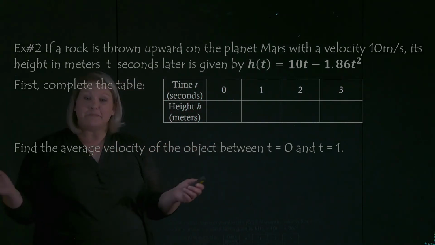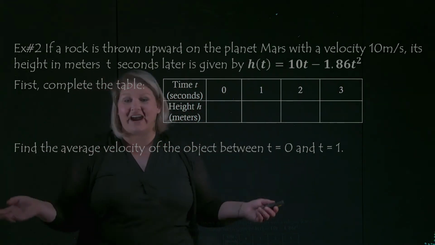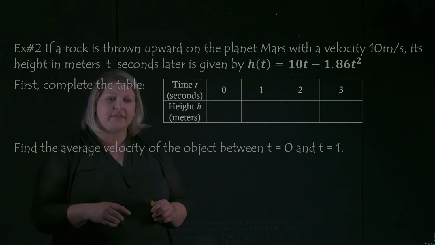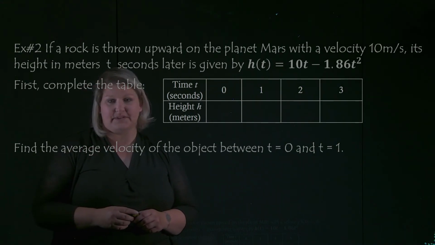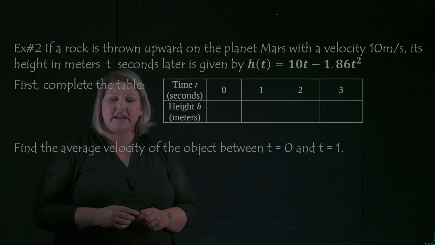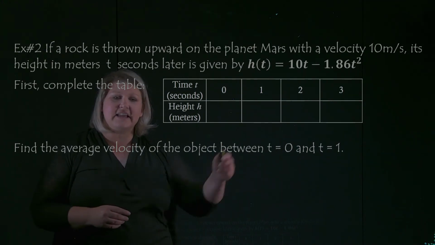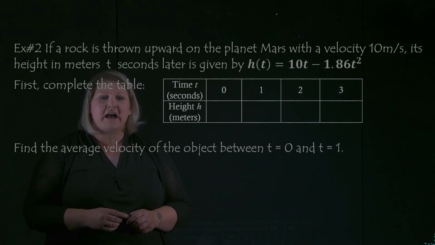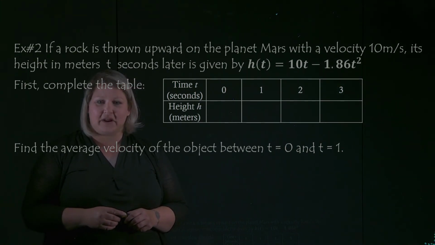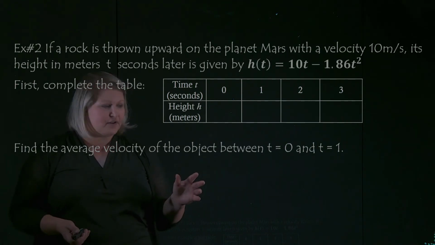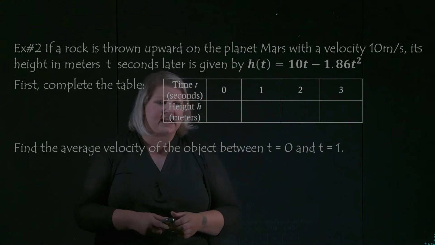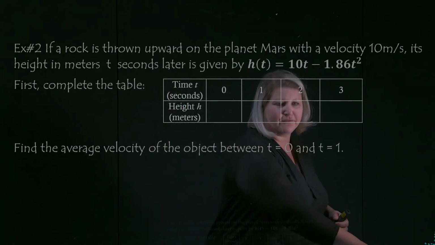Okay, so I'm on the planet Mars and I'm throwing rocks around. I'm going to take a rock, I'm going to throw it upward on the planet Mars with a velocity of 10 meters per second. Its height in meters, t seconds later, is given by this function. H of t equals 10t minus 1.86 t squared. The first thing I want to do is figure out, okay, what's the height of this rock at any time t after I've thrown it?